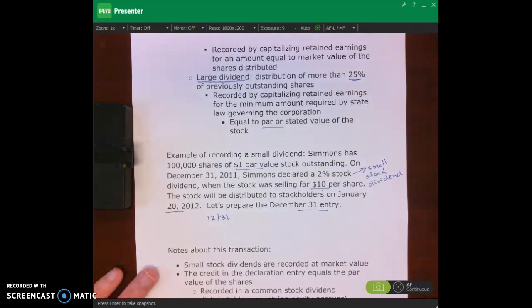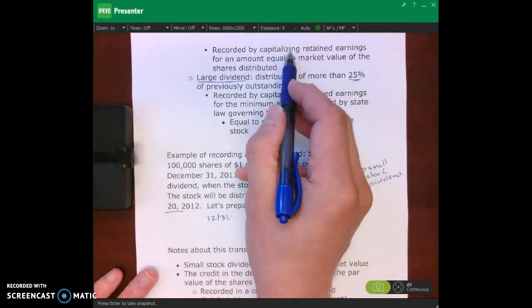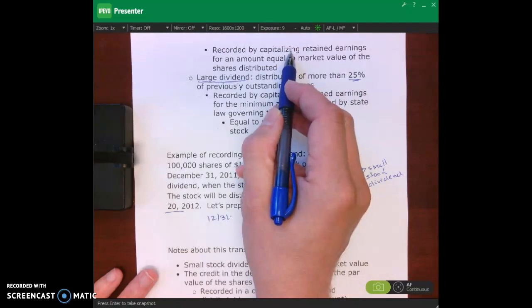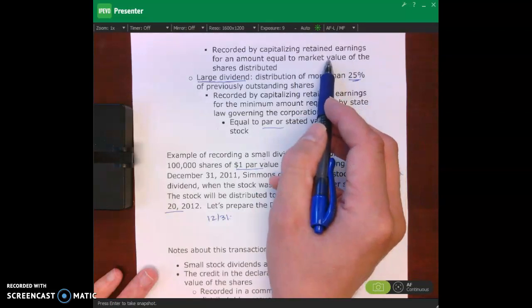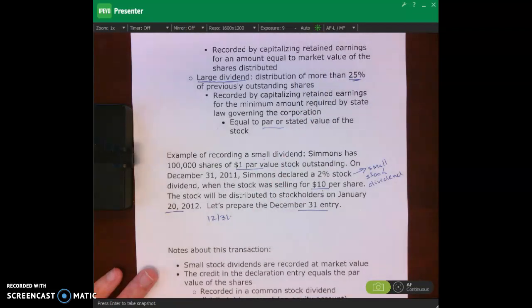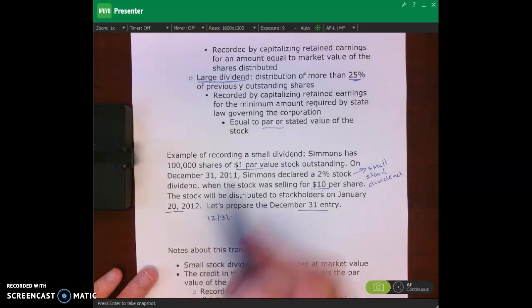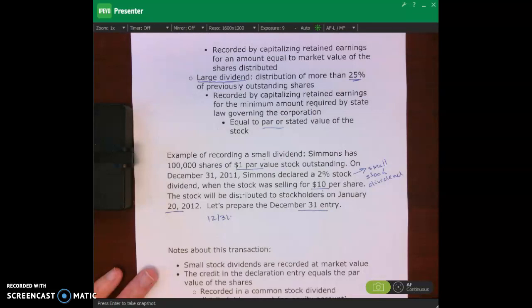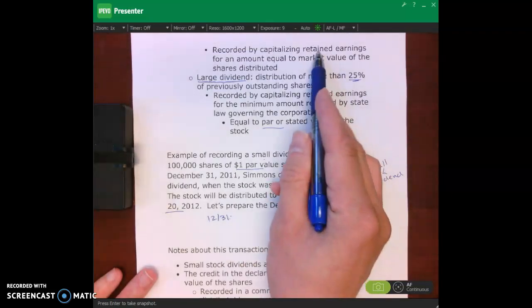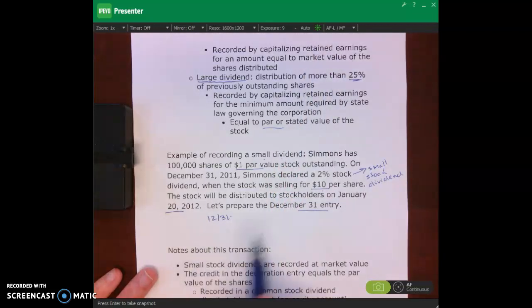This is the par value. And it says right over here, we capitalize retained earnings. Well, in terms of journal entries, in terms of debits and credits, what does that mean? It means we're going to debit, reduce retained earnings. We're going to reduce retained earnings and move it to paid-in capital and common stock. Okay, that's what we're going to do. We're going to move it out of retained earnings to common stock and paid-in capital. Okay, so equal to the market value. So I'm going to debit retained earnings equal to the market value.